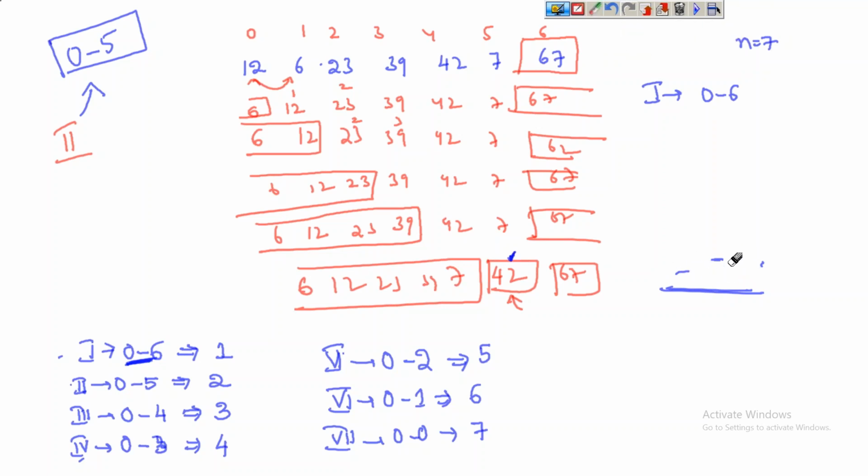I will write the logic here. See this: for i starting with 0 to s size minus 1, that is nothing but up to the last element. If the number of elements is 7, 0 to 6, we have to perform this 7 times, right? 0 to 6 is nothing but 7 times, by 1.